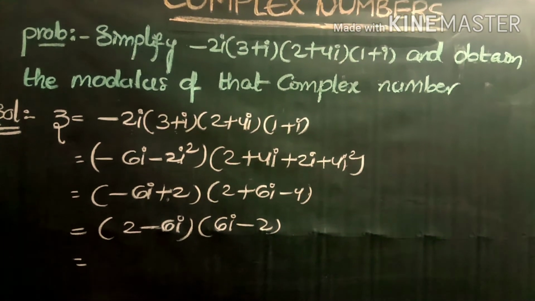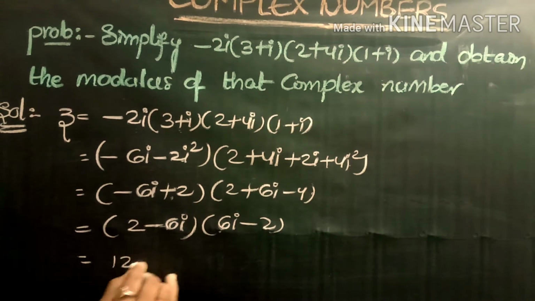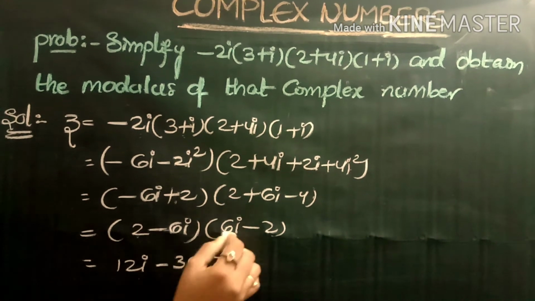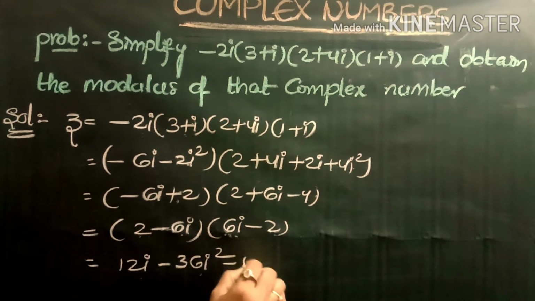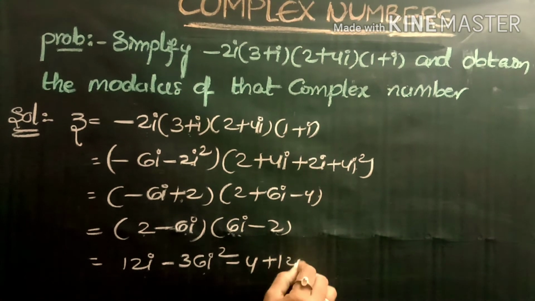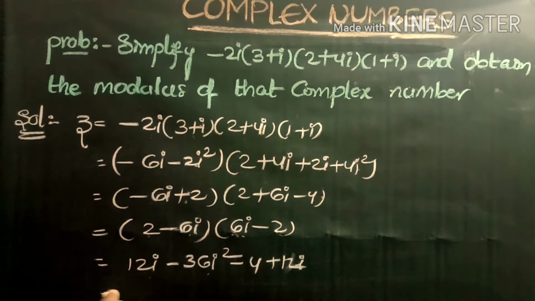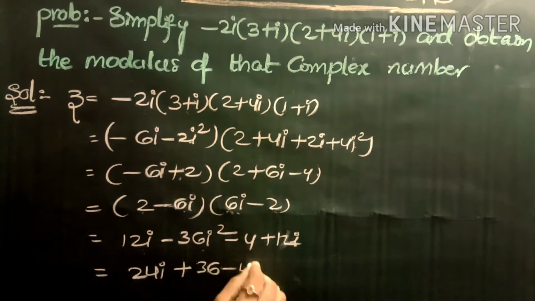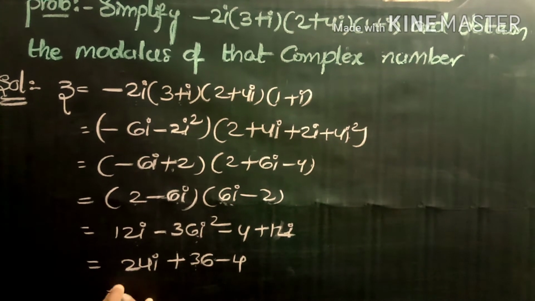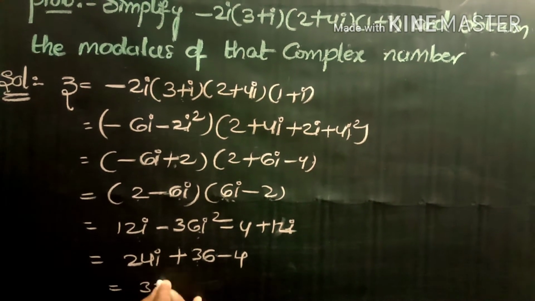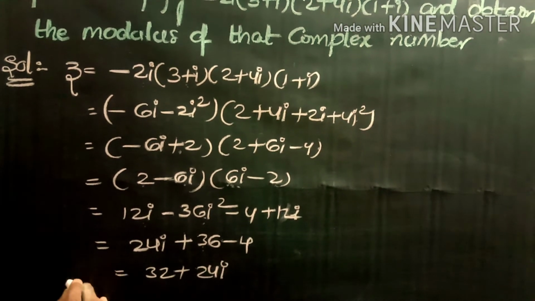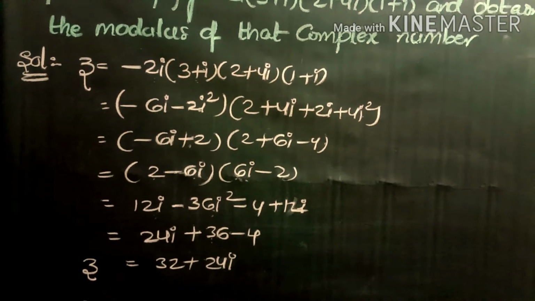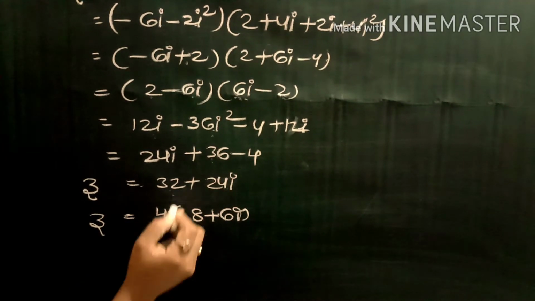Now again taking the product: 12i minus 36i square, that is 6i into 2 is 12i, 6i into 6i is minus 36i square, then minus 4, minus of minus is plus 12i. Now this is equal to 12i plus 12i, 24i, plus 36 minus 4, since i square is minus 1, minus of minus is plus. Now this is 32 plus 24i. This is the value of z. Now the simplified form of the given complex number is 32 plus 24i, which, taking 4 common from these two terms, is 4 into (8 plus 6i).